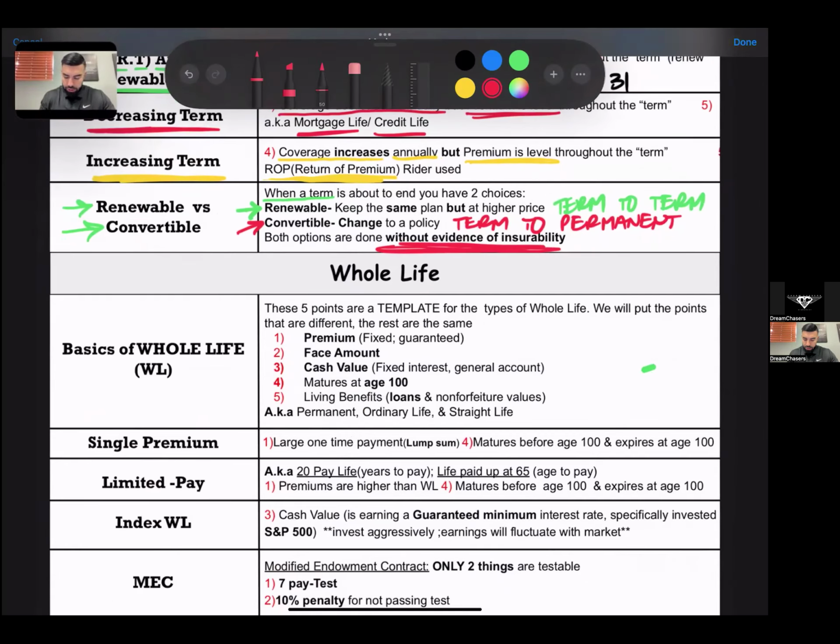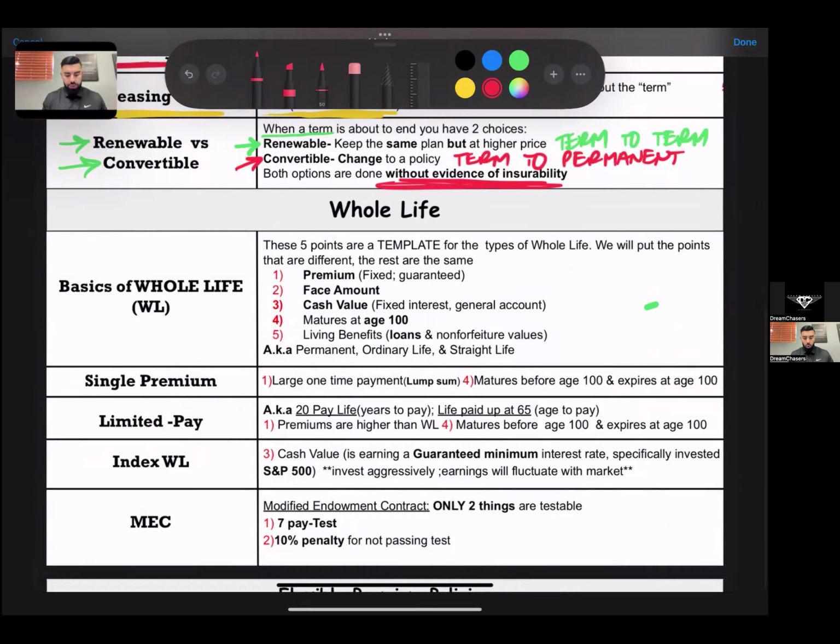So continuing on, we will jump into whole life insurance. Now, a couple of basics of whole life insurance. Number one, what is whole life insurance? It is life insurance bundled with a savings. Okay, fancy word for it, cash value. So it's life insurance bundled with a savings.